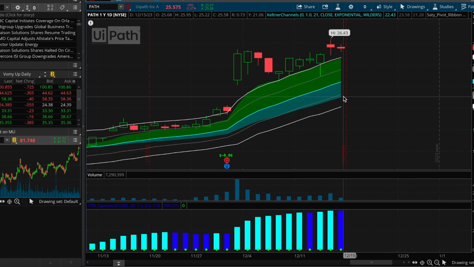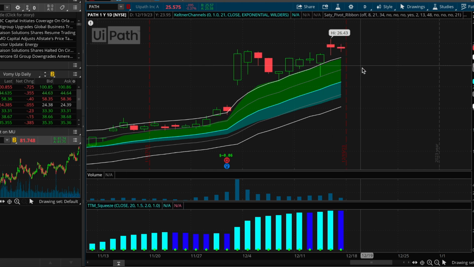So those are sort of the two things that I'm going to look for. Where is it catching support when it approaches the channel? And when it gets to the mid-range at some point in the future, what does it do with that?